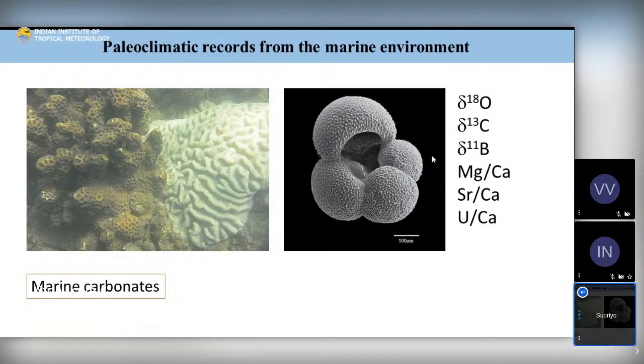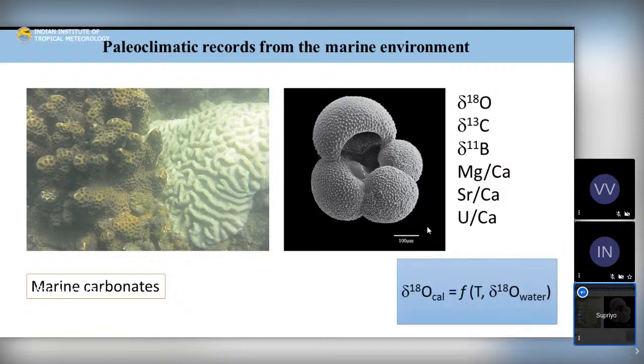Various parameters like delta 18O, the isotopic composition of oxygen, and the isotopic composition of carbon are used. Similarly, the isotopic composition of boron is used, which is an indicator of past pH conditions of the ocean surface. Various kinds of elemental tracers are also used. For example, strontium and calcium are widely used to reconstruct the temperature conditions.